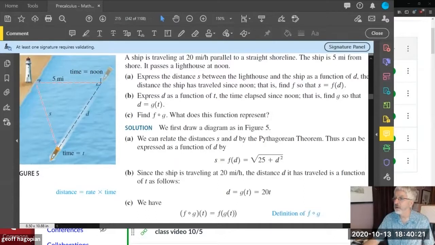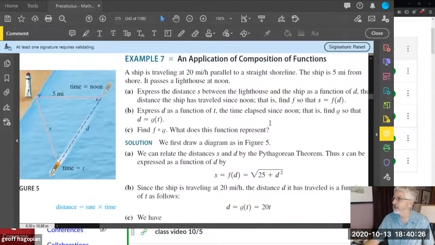And the distance of the ship from the lighthouse at noon is 5 miles. Is that what they told us? The ship is 5 miles from shore, and it passes a lighthouse, so it's traveling parallel to the shore. At noon, the ship is directly opposite the lighthouse, a distance of 5 miles from shore, so a distance of 5 miles from the lighthouse. As time goes on, the ship travels parallel to the shore at a certain speed, so it travels this distance d, and we can solve this right triangle for s.